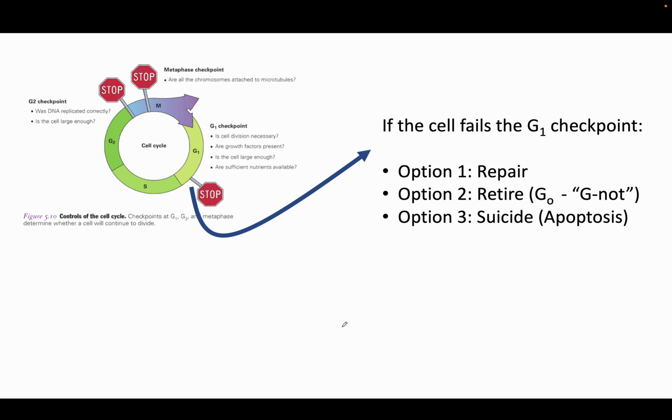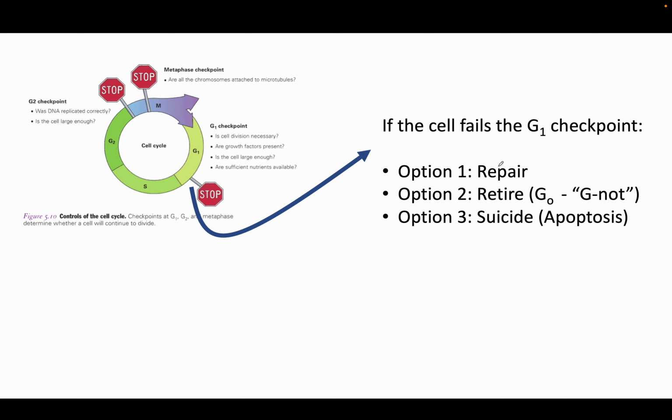Okay, so the next thing I wanted to make sure you talked about is the checkpoints. So the checkpoints are checking for damage to the DNA. Was the DNA replicated correctly? Is it ready to pull apart like it should? But what happens if it's damaged? So like let's say you've been out sunbathing and you damage your cells because the UV rays cause mutations in the DNA. So there's three options if you fail the G1 checkpoint.